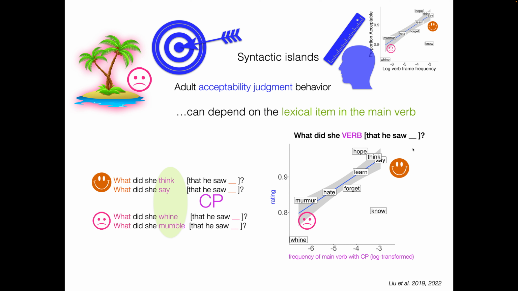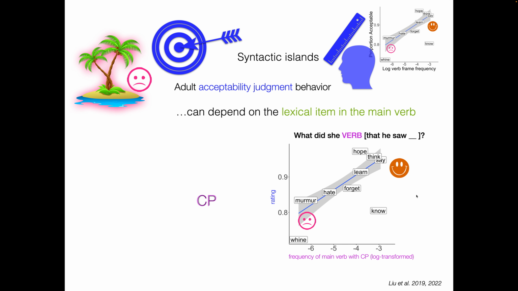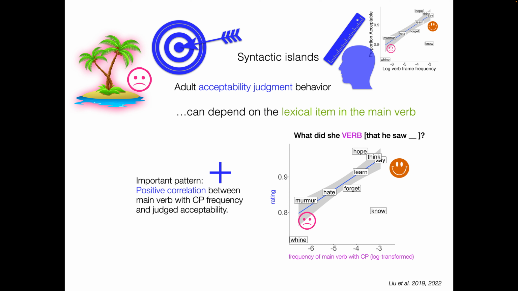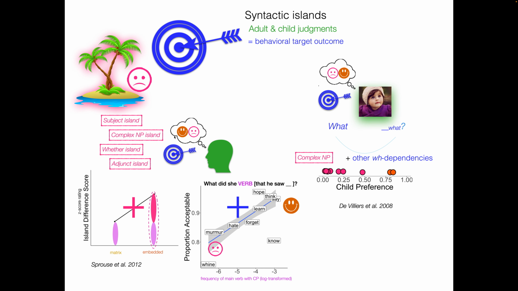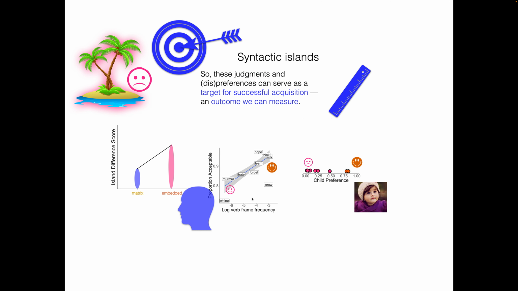What did she verb? What did she whine? What did she say? What did she think that he saw in this particular way? So the pattern you're looking for is a positive correlation between the main verb item when it appears in this sort of CP frame and the judged acceptability. So these are our patterns. These are the behavioral targets, again, in more detail, and in sort of the more cartoony versions in less detail.